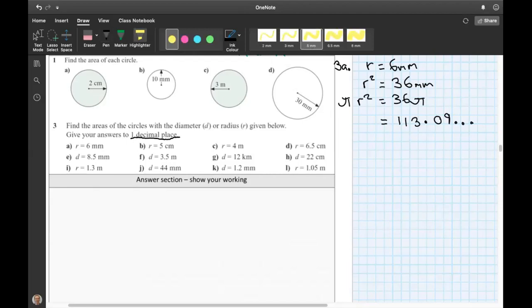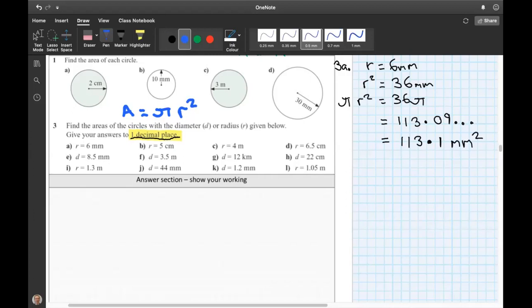I'll just highlight that to make it a bit clearer. 1 decimal place. And for all of these, we are using the formula area equals pi multiplied by R squared, pi R squared, okay? So back to question 3A. We just need to round it to 1 decimal place like they asked for. 113.1 this time. Our units were millimeters, so for our area, it will be millimeters squared. That's 3A.